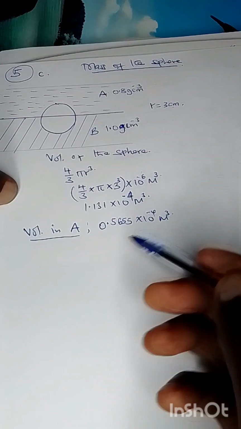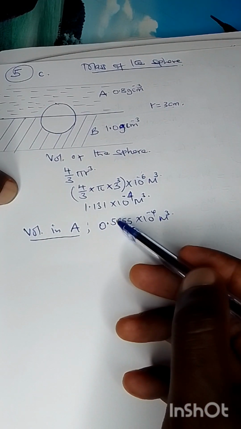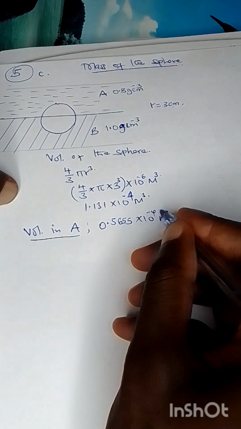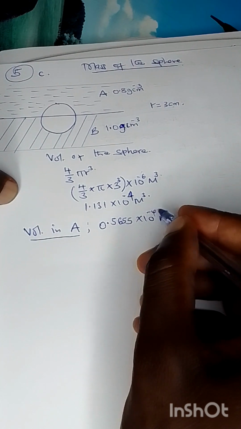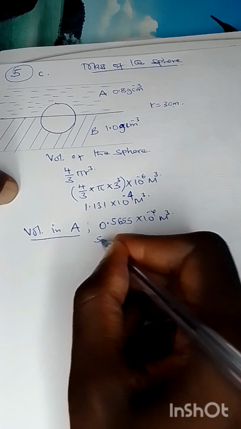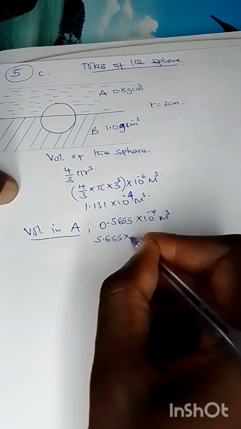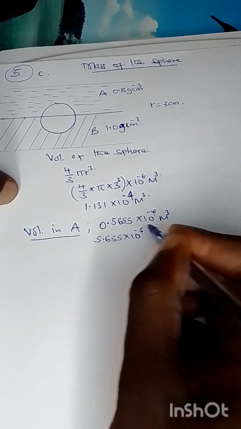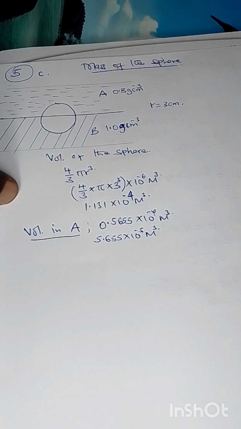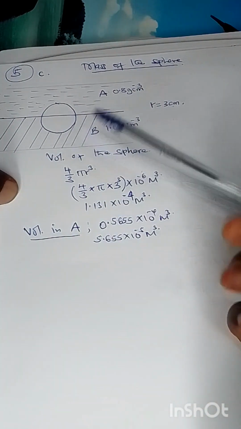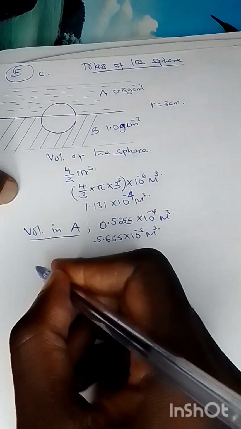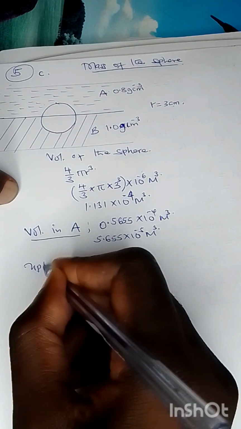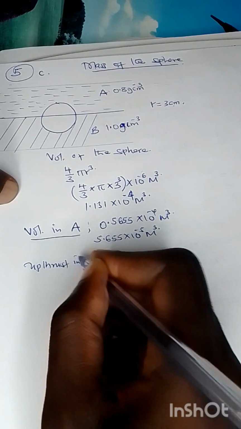Now when this one goes back here, because it's not in standard form, we'll subtract 1 here. We are going to add negative 1, so that becomes 5.655 times 10 to the power negative 5 cubic meter. Once we have that, we can now get the upthrust that this ball is experiencing when it is in liquid A. So upthrust in A.